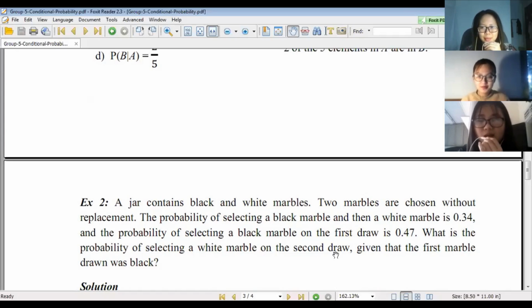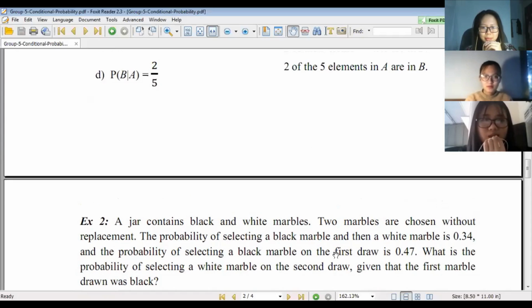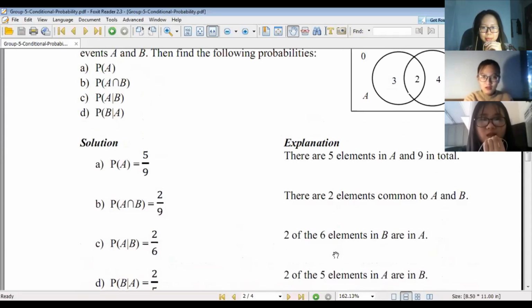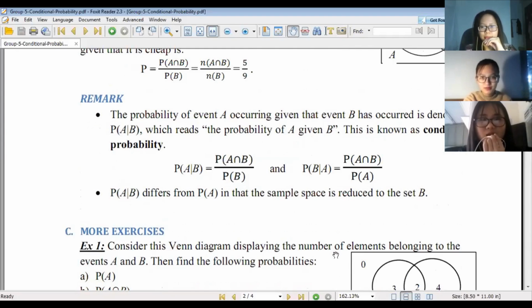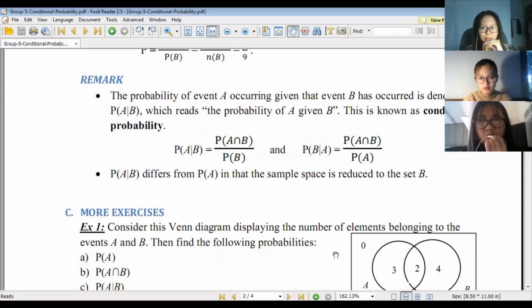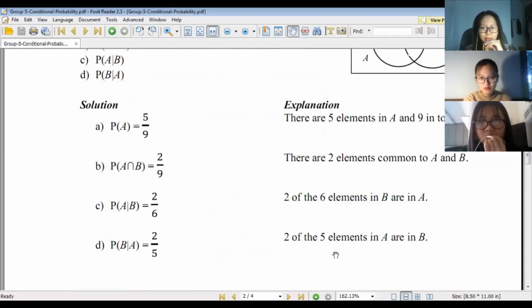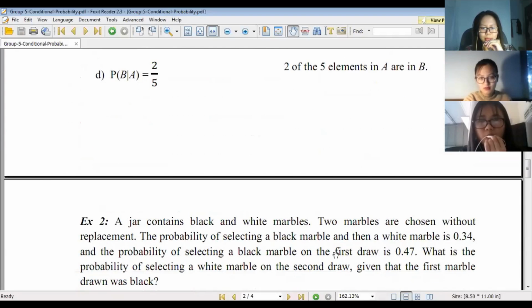Okay, let me see the structure. You see the probability, we must find the sample space. The sample space is the probability of selecting a black marble on the first draw. So the sample space must be 0.47. Okay, I see.